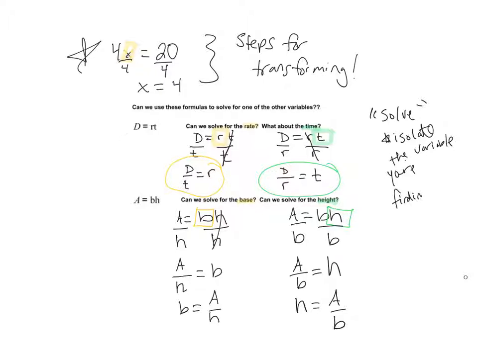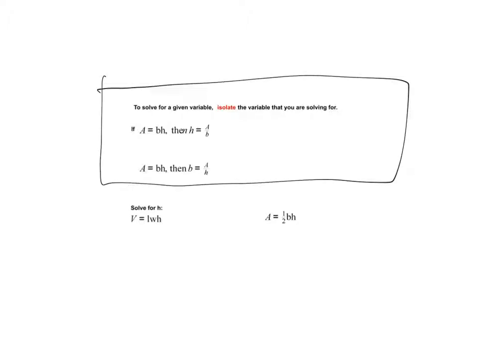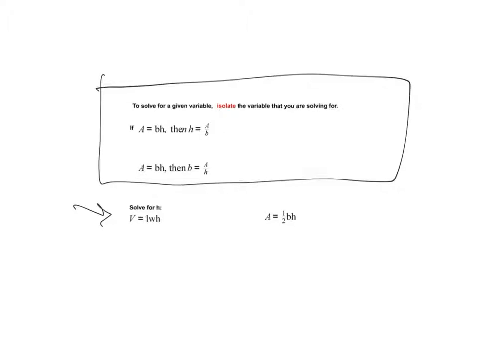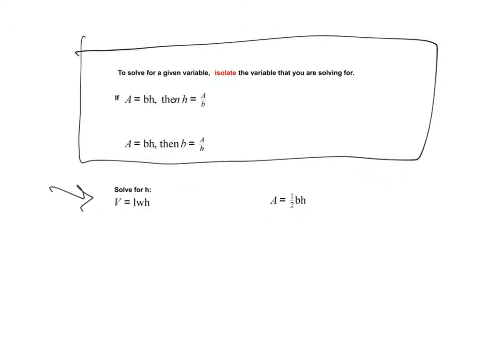All right, hopefully that makes sense. And let's take a look at a few more examples. Here is exactly what we just talked about. So let's skip down to two new formulas. We've got here our volume formula. Volume is equal to length times width times height, and our area formula.